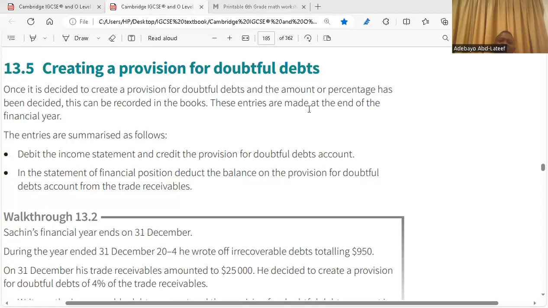We're going to be creating the provision for doubtful debts. Are you here? Oh, please be here. So, it said creating the provision for doubtful debts.